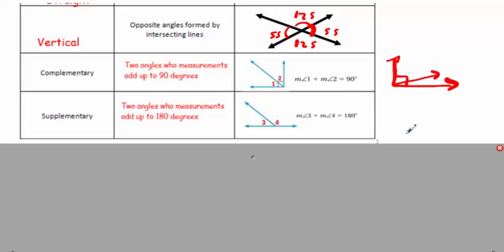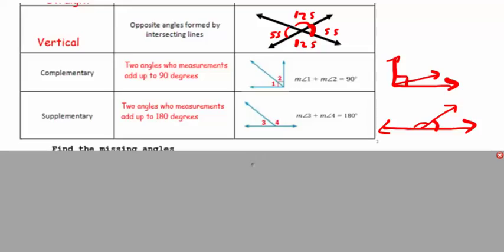Supplementary, I've got a 180 degree angle. This is a straight line. It's 180 degrees. We said that last time. But now I've got two different angles there. I've got this one and this one. So both of those together have to add up to 180. All right, not too hard.